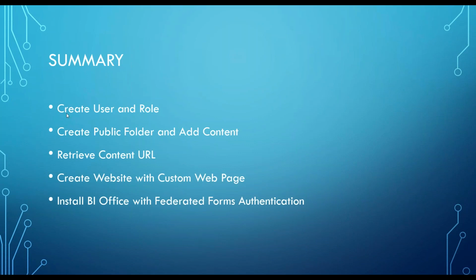The first thing we had to do was create a Windows user and a role in BI Office. We then had to create a public folder and then add content to the folder. We then retrieved the content URL and then created a website with a custom web page where we put that URL into that web page. And then we installed BI Office with federated forms authentication. And doing all of those steps together makes this process work.